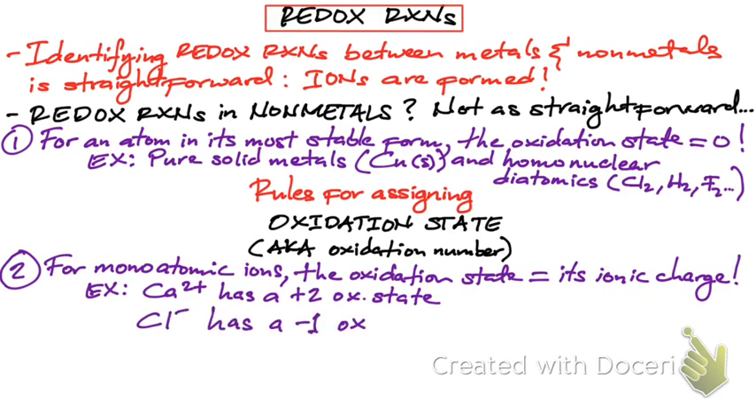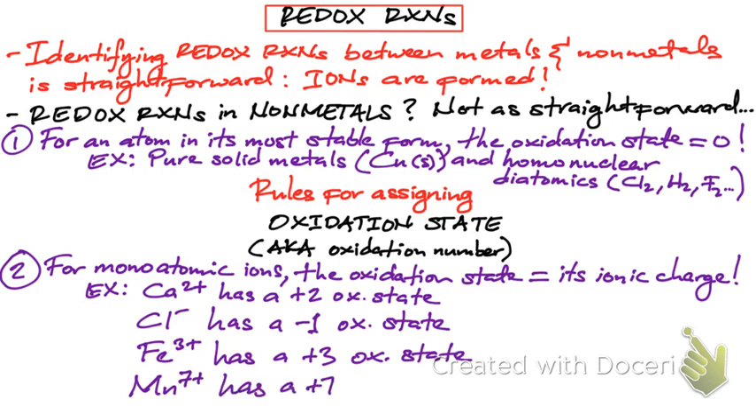Here's another example, the chloride ion. Chloride ions have a negative 1 charge, and because of that, it also has a negative 1 oxidation state. Here's another example: an iron ion with a positive 3 charge will have an oxidation state of positive 3. And finally, manganese 7, with a plus 7 charge, would have an oxidation state of plus 7.